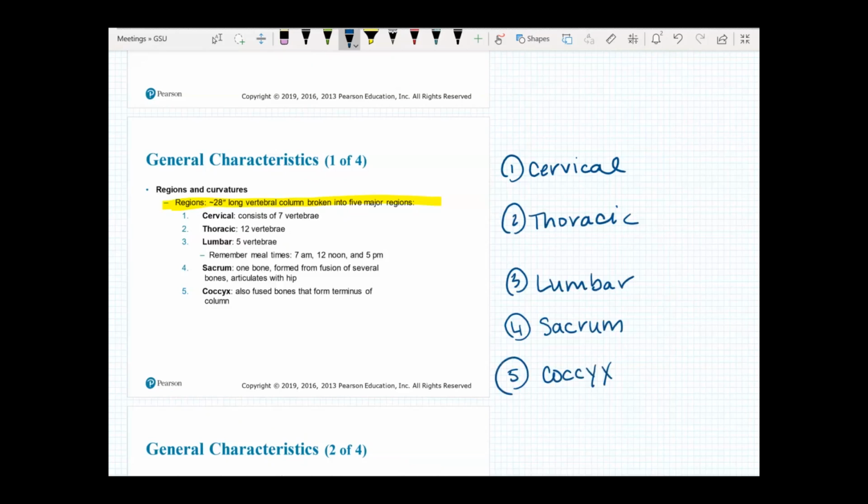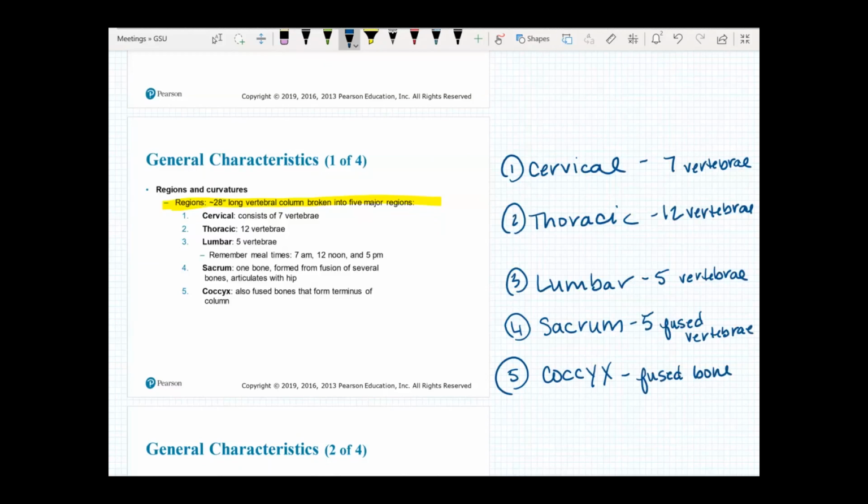Your cervical area of your vertebral column will have 7 vertebrae, your thoracic column will have 12 vertebrae, and your lumbar will have 5 vertebrae. Your sacrum is going to be 5 fused. These are 5 individual vertebrae, but they are essentially now in one actual structure. They've been fused together. There's usually about 3, but it will come together into one.